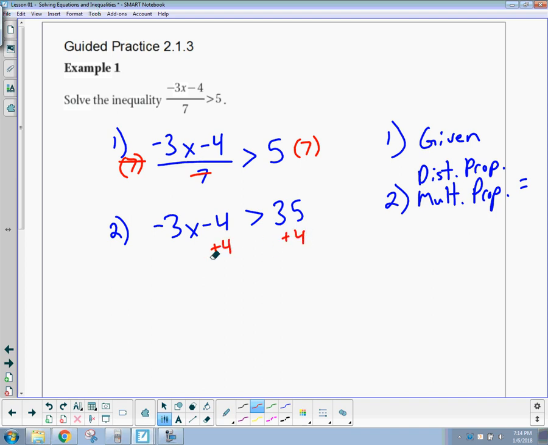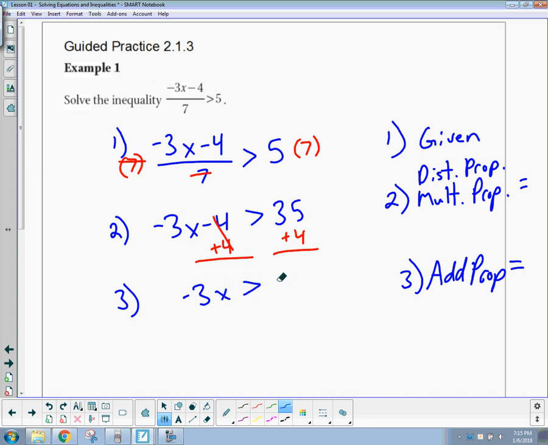Those cancel, so let me get my next line ready. The third line, again, would be the adding property. And those cancel, so negative 3x greater than 39. Good. The next step, since these are being multiplied, would be to divide them.